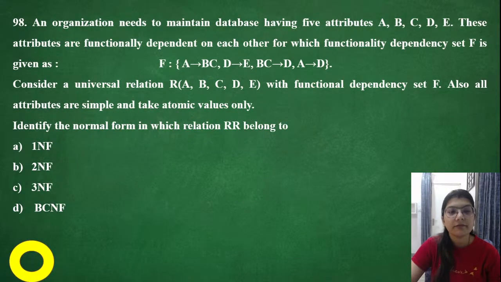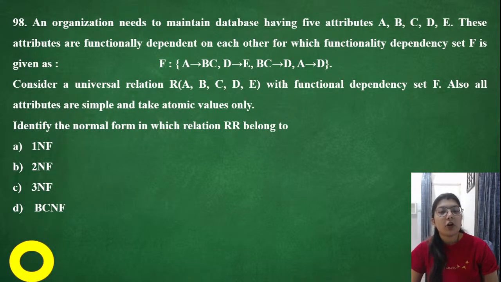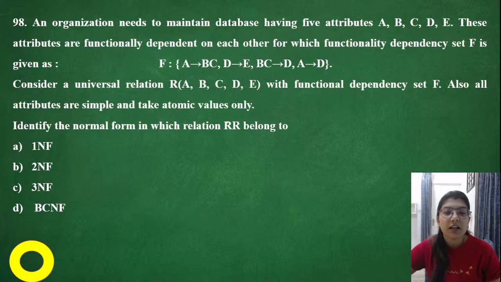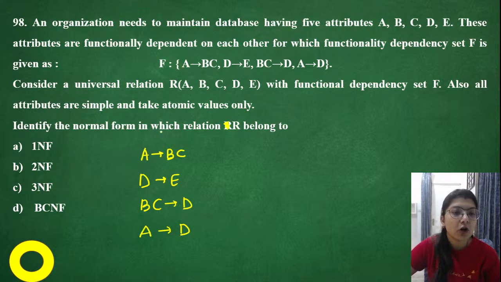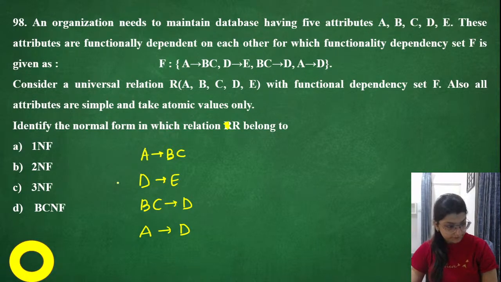Next question. Now you have to find the normal form in which the relation R belongs to. So you have to find the normal form for this relation R. Again you have these same functional dependencies. A determines BC, D determines E, BC determines D, and A determines D. So you have to tell the normal form for this relation R. What is the normal form?